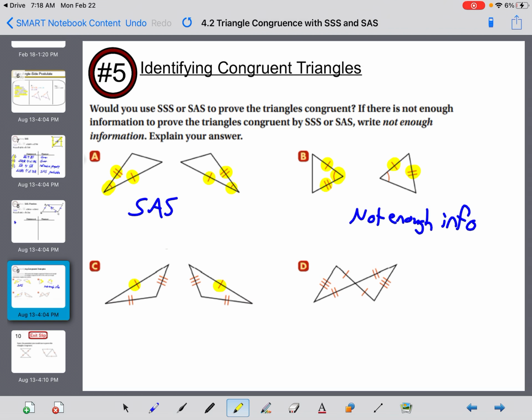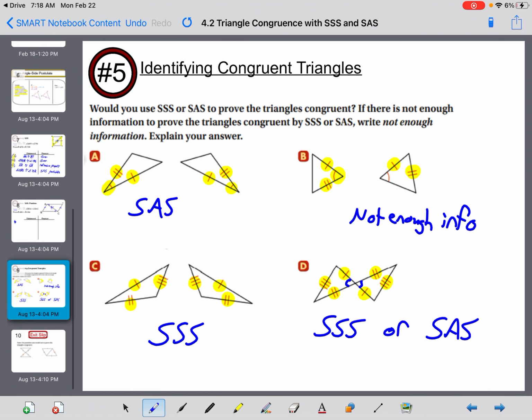Here we have side 1 with side 1, side 2 with side 2, side 3 with side 3. That is side, side, side. And here we have side 1, side 2, and side 3, side 1, side 2, and side 3, side, side, side. But what else do we have? If I was to look in here, I would notice that we have a bow tie or vertical angles. So technically, this could be side, side, side, or side, angle, side.